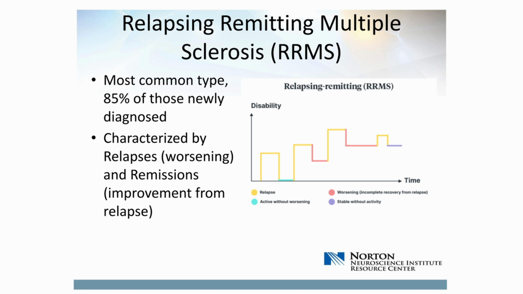After a while longer, they have another relapse, but when they get better, they do not go back to how they were before. This is considered disability progression. As you can see, with every relapse, this individual retains more symptoms.